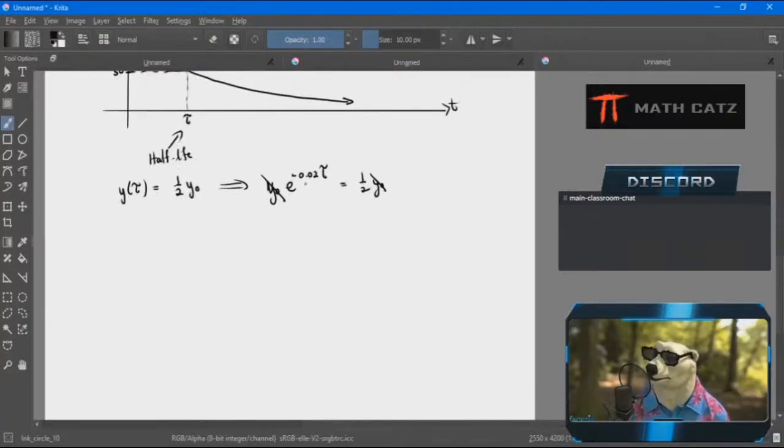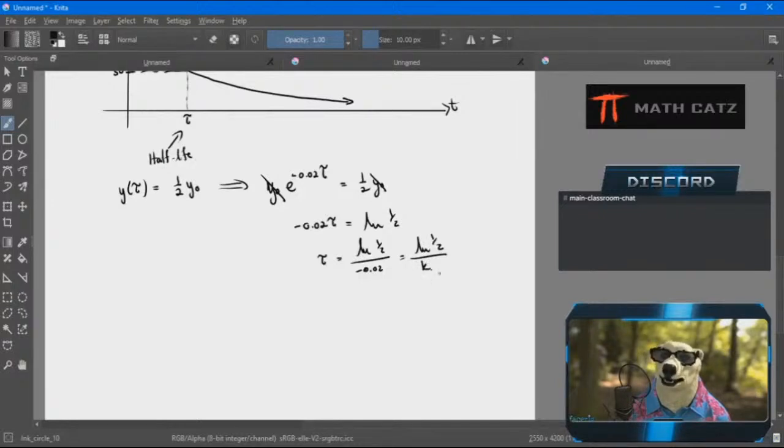So I now solve for tau, and I get negative 0.02 tau equals natural log of 1/2. So tau is natural log of 1/2 over the decay constant. So in general, the 1/2 would still be there because of this half-life concept, and it would be a k. So this is independent of my initial amount. It's a key property of how fast this substance decays over time.